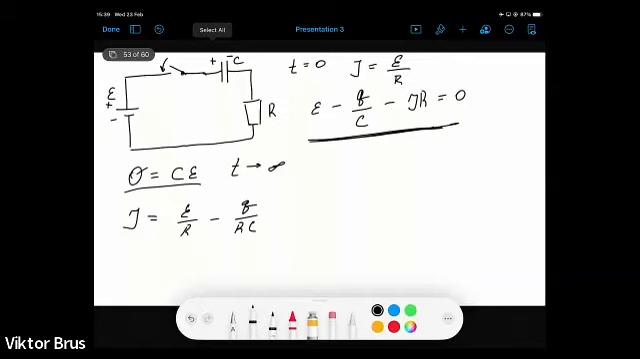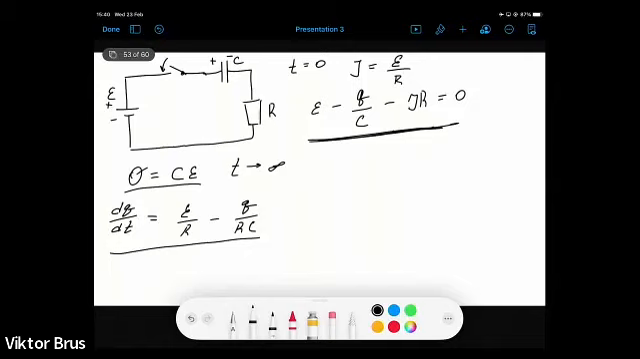So in order to know how this changes with time, instead of I, we can put its relationship to the rate of charge change. So we can represent electric current as the first derivative of electric charge over time. And now we have a differential equation, which provides information on the time dependence of electric charge Q accumulated at the capacitor.